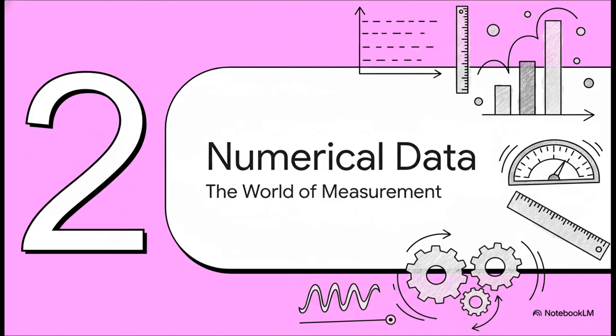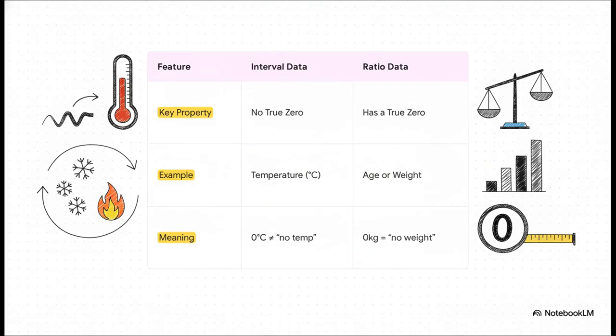All right, let's switch gears and jump over to the other big family, numerical data. Now we're in the world of stuff we can actually count and measure. This is where the numbers really start to do the talking. Okay, pay attention here because this difference is subtle, but it is incredibly important.